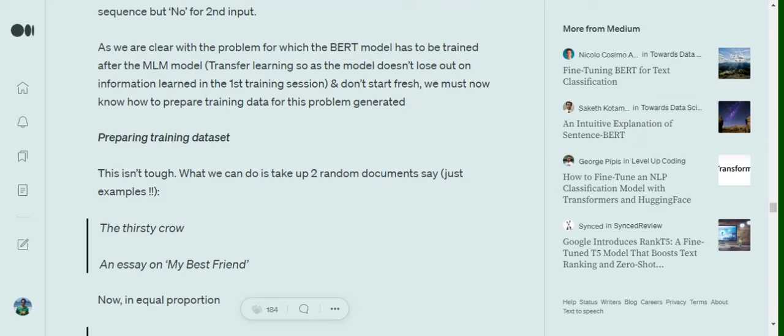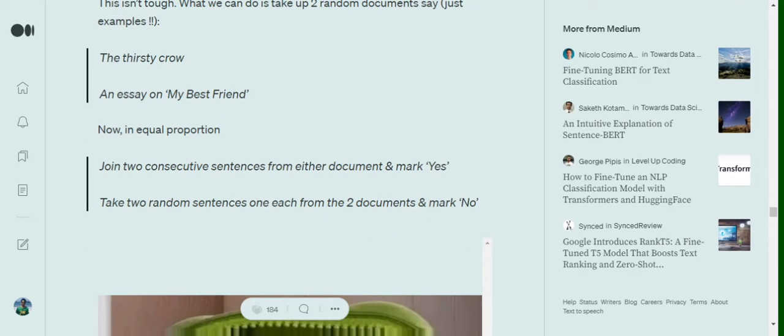Now, how do we prepare the training dataset for next sequence prediction? It's pretty easy. We pick out a particular document, any document. Now we place two consecutive sentences together from the document and label them as yes, and then pick up two random sentences from the same document or from other documents as you wish, and label them as random, label them as zero.